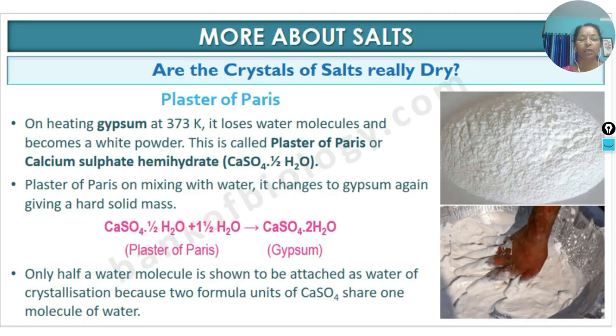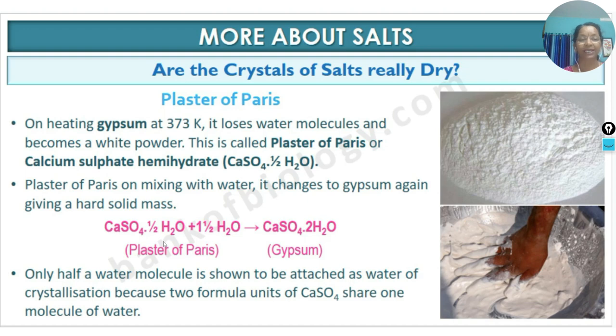Now another compound is plaster of Paris. Plaster of Paris is prepared by heating gypsum. This is gypsum, CaSO4 2H2O. So the reverse equation gives you the preparation of plaster of Paris. Take this compound, heat it, and you will get CaSO4 half H2O. That is what is called plaster of Paris.